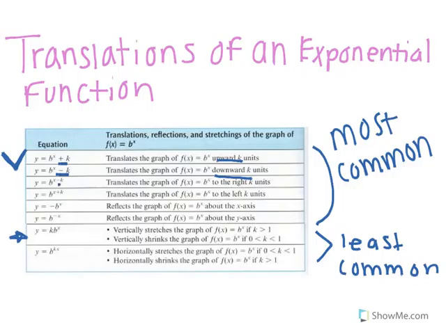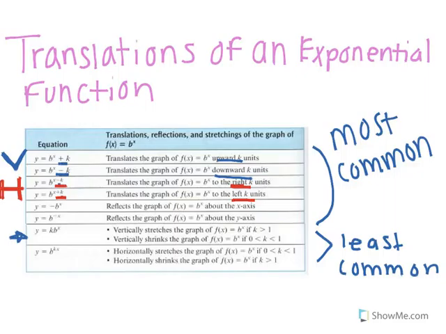So I have b to the x minus k, but the minus k is in the power with the x. It is directly next to the x. It's in the power. That indicates a horizontal translation. So these next two indicate horizontal translations. If we're subtracting the k from the x in the power, we're going to the right. If we're adding a value to the x in the power, we're going to the left.